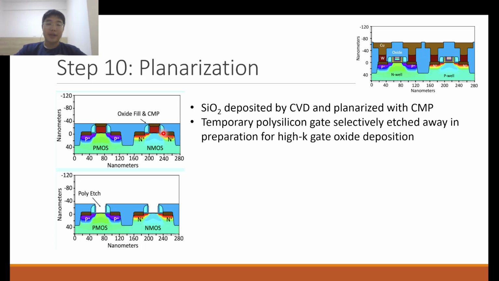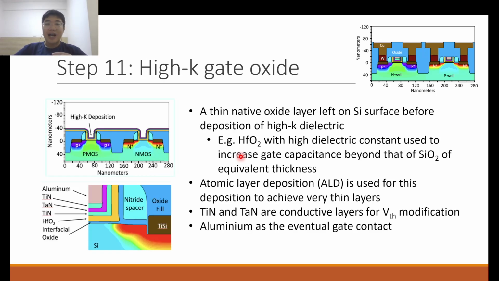And then finally, we can get rid of the temporary polysilicon gate because its purpose has been completed. Time to put in the real gate oxide and the real gate. So basically, we are preparing for high-K gate oxide deposition. So now it's time to put in the high-K gate oxide.